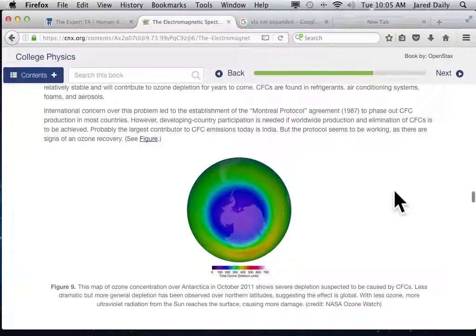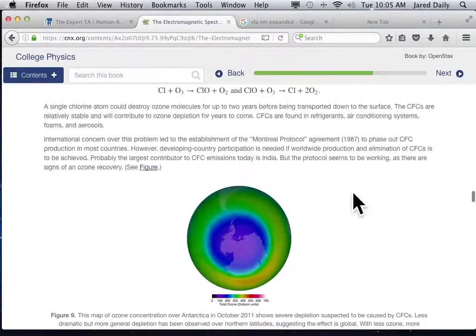Here they talk about ozone. Ultraviolet light is high energy light. As it comes into the earth, it encounters oxygen in the upper atmosphere. The oxygen absorbs the energy from the ultraviolet light. It absorbs the ultraviolet light.